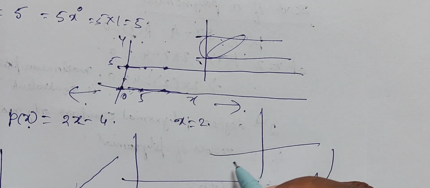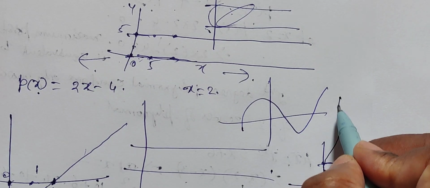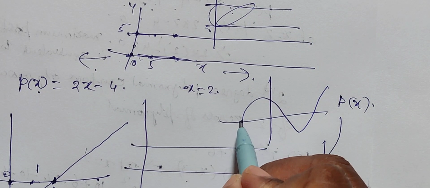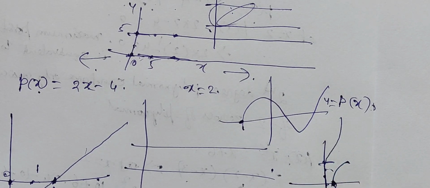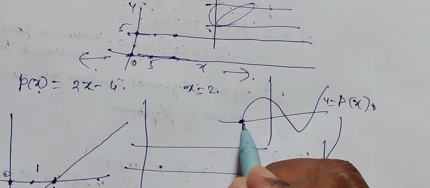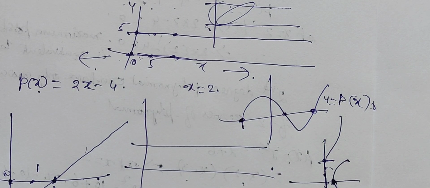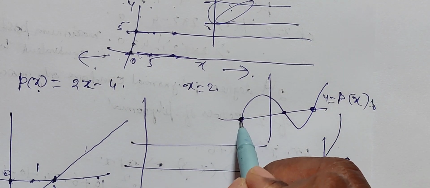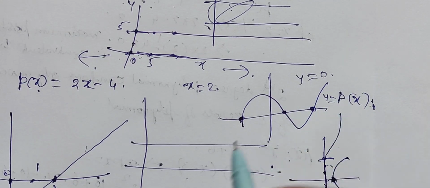Suppose this is the graph, and this is a polynomial in x. Then for this graph, y is equal to p of x is equal to 0 at how many points? 3 points. Y is equal to 0 at 3 points: 1, 2, 3. So how many zeros for this particular polynomial? 3. This is 1, this is 2, this is 3. So however many points y is becoming 0, that many zeros you should say.